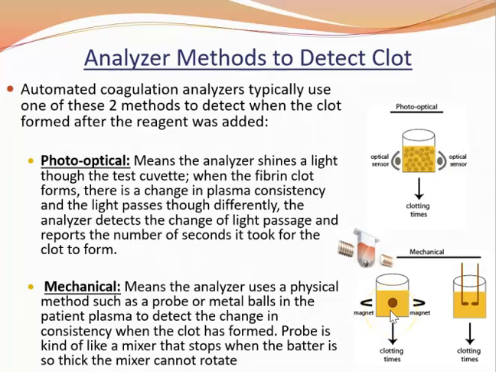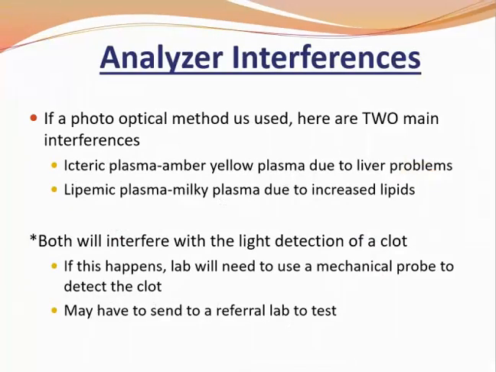When the clots form in the patient's plasma, the probes or the metal balls can no longer rotate like they could. So that lets the machine, or the analyzer, know that clots have formed in the sample. Like with most of our automatic analyzers, there are certain situations that can cause interferences or problems with the analyzers.